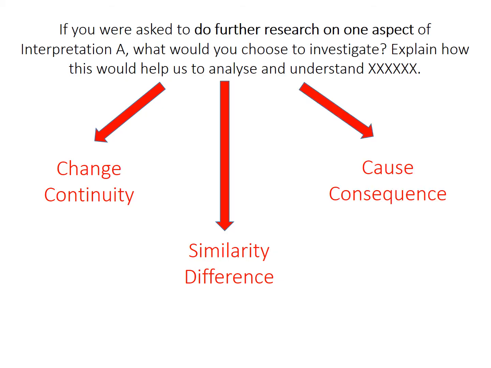And the last thing you could look at is cause and consequence. Why do things happen and what happened next? And if I'm really honest with you, with this 5-marker, I would not veer away from these 3 things. So when it's asking you to do further research on one aspect, I would always think, what might help me think about change and continuity, similarity and difference, or cause and consequence? And which one of those 3 would I want to look at when doing further research? Now, this is all a bit abstract, so I thought we would talk through 3 questions and I would explain what I mean.